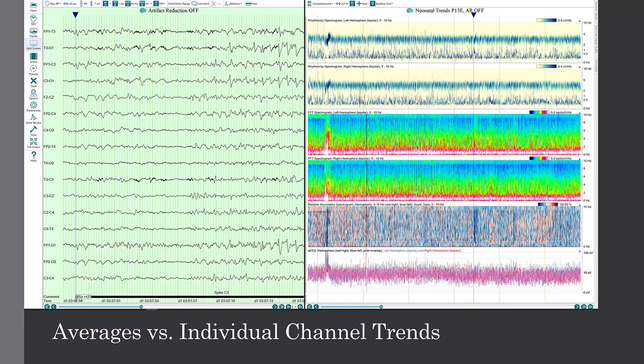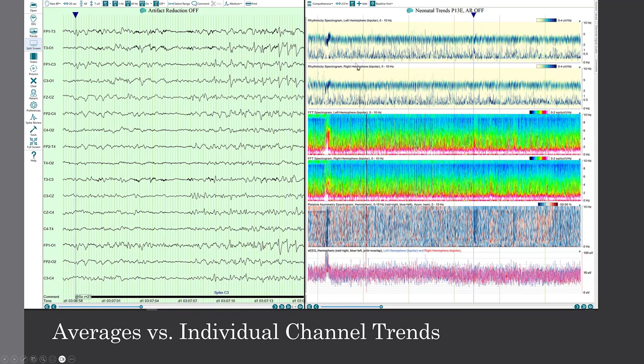Now, one thing we can do is average channels together. Back in the day, it was not uncommon to do a trend per channel, because if a channel went bad, you could just visually ignore it and say, well, I'm not going to look at that particular trend. But with artifact reduction, reducing the contribution of physiological artifact and identifying most types of electrode artifact and subtracting that from the trend, it gives us a chance to save some space.